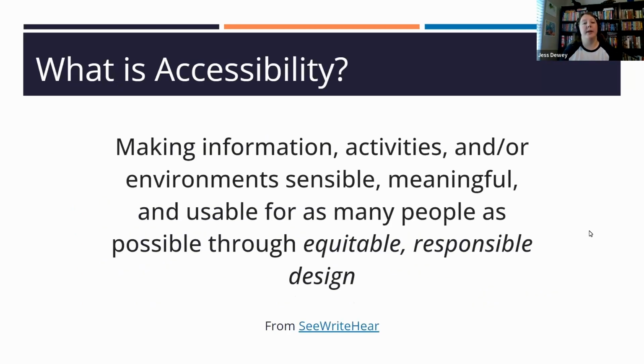To start, we want to make sure we have a common definition of accessibility. And the definition that we'll be using today is making information, activities, and/or environments sensible, meaningful, and usable for as many people as possible. And the way that we want to do this is through equitable, responsible design. So that encompasses a lot, but it really just means making sure that everybody can participate in as many ways as works for them. We're going to focus broadly on accessibility and what that means and how to work towards it. And then later on, we will focus more on how to make Canvas accessible and how to work in Canvas in an accessible way.